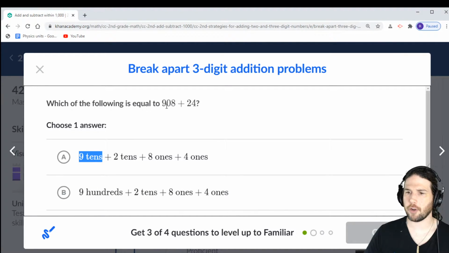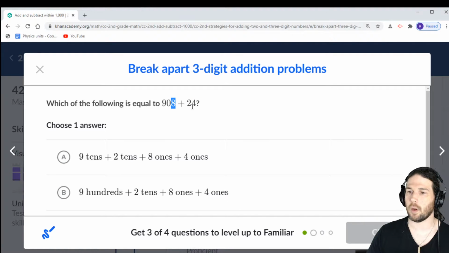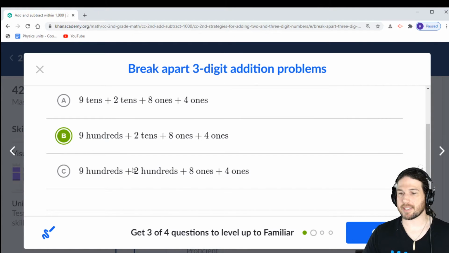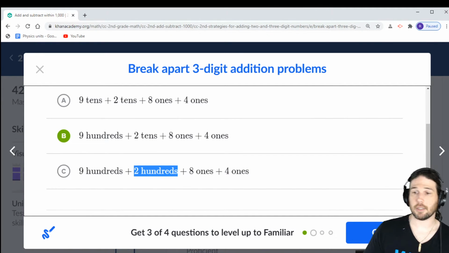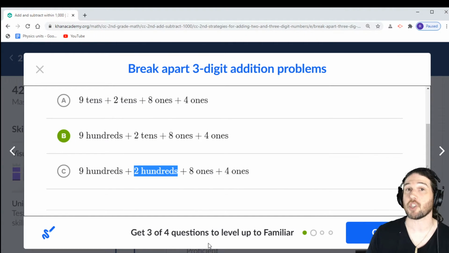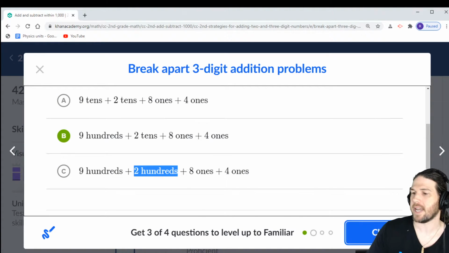So there are 9 hundreds, there are only 2 tens, and then there are 8 ones, and there are 4 ones. So it's got to be B, because C, as you can see, has this extra 2 hundreds instead of 2 tens. Very, very close. It's almost the right answer, but instead of 2 hundreds, it should actually be 2 tens.